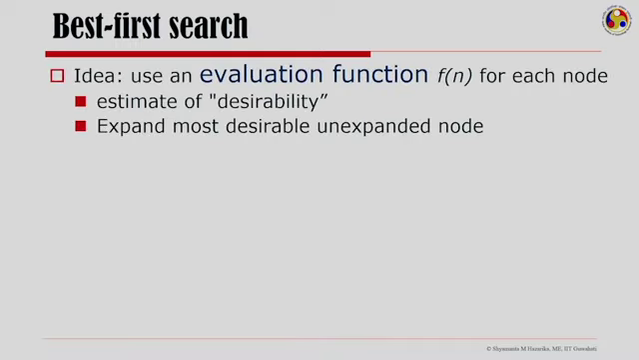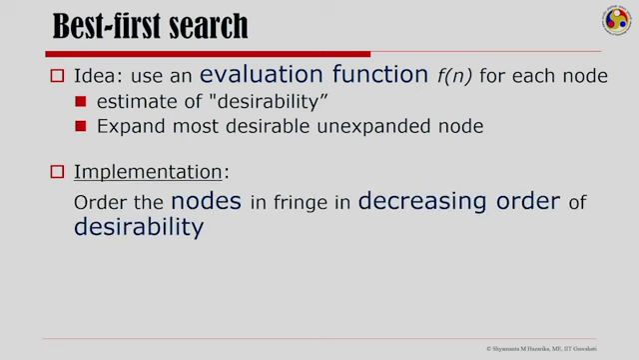The idea is to use an evaluation function for each node that estimates the desirability and then expand the most desirable unexpanded node. We order the nodes in decreasing order of desirability, and one of the special cases is the A star search.